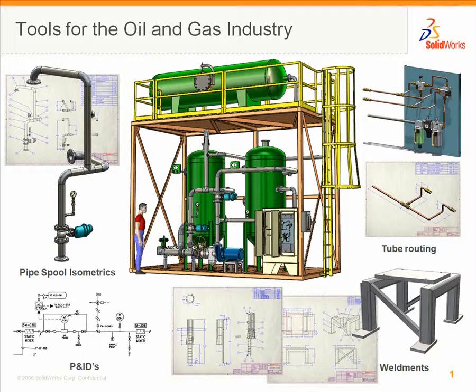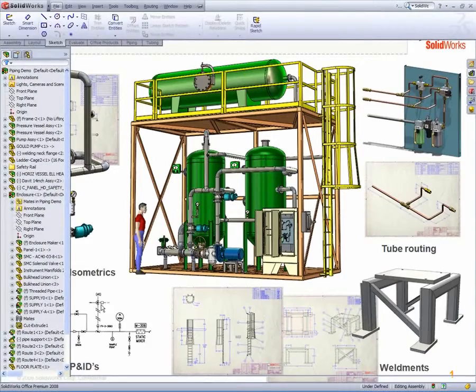Let's take a look at just some of the tools that are available inside of SolidWorks for working in the oil and gas industry. You see, this skid mount system shows many of those capabilities. Many pipe spools inside of this design. Also, tube routing can be very important. Weldments is another key area of the design process, and even things like P&IDs can be easily done inside of SolidWorks. Let's switch to the assembly and get started.